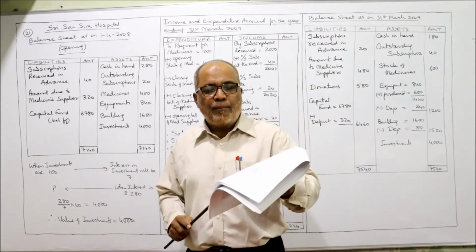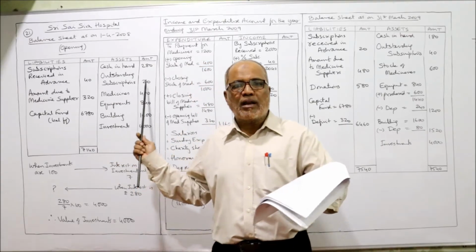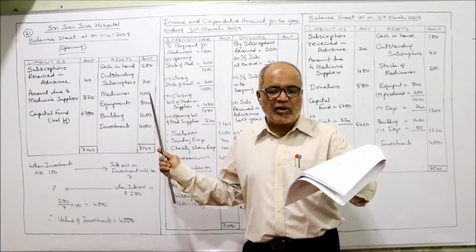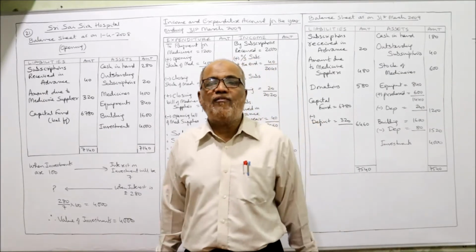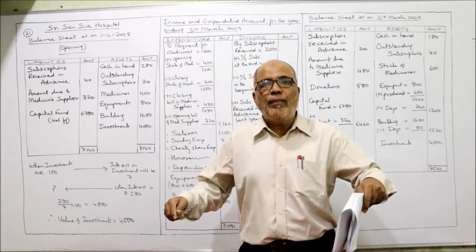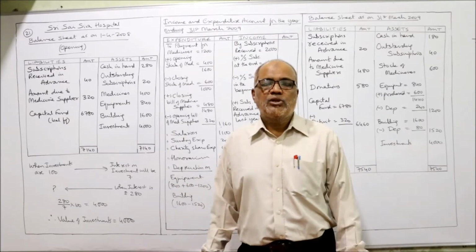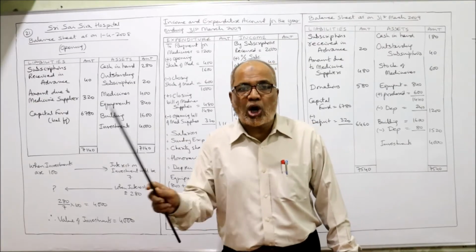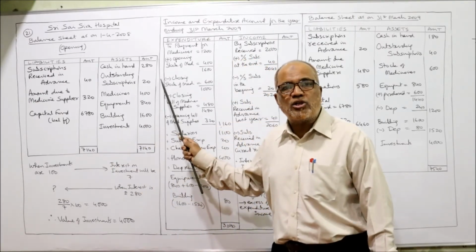Now the payment side. Payment for medicine, revenue expenditure. Salaries, revenue expenditure. Sundry expense, revenue expenditure. Purchase of equipment is capital expenditure. Equipment is an asset, so it is a capital expenditure. So purchase of equipment should not be taken in the income and expenditure account.